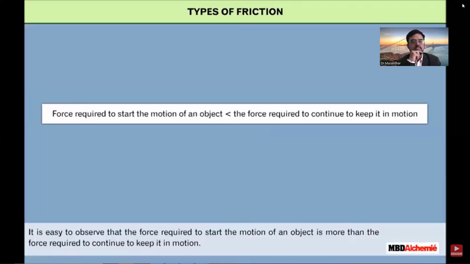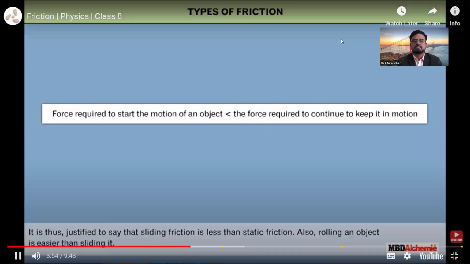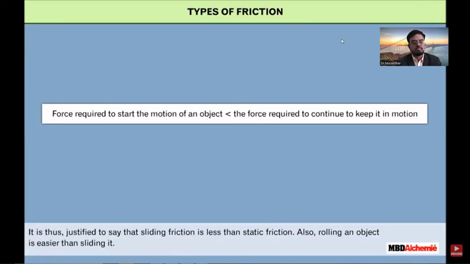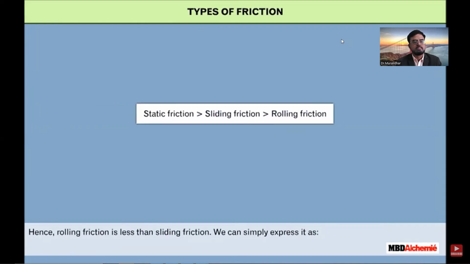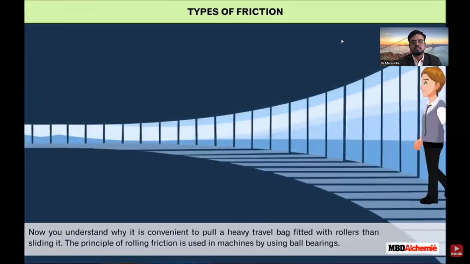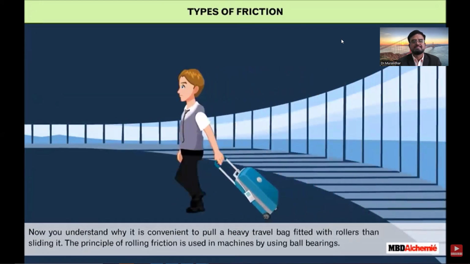It is easy to observe that the force required to start the motion of an object is more than the force required to continue to keep it in motion. It is thus justified to say that sliding friction is less than static friction. Also, rolling an object is easier than sliding it. Hence, rolling friction is less than sliding friction. We can simply express it as static friction greater than sliding friction greater than rolling friction. Now you understand why it is convenient to pull a heavy travel bag fitted with rollers than sliding it.